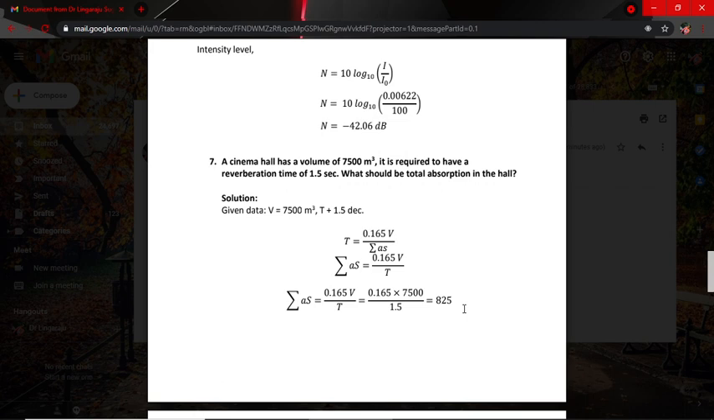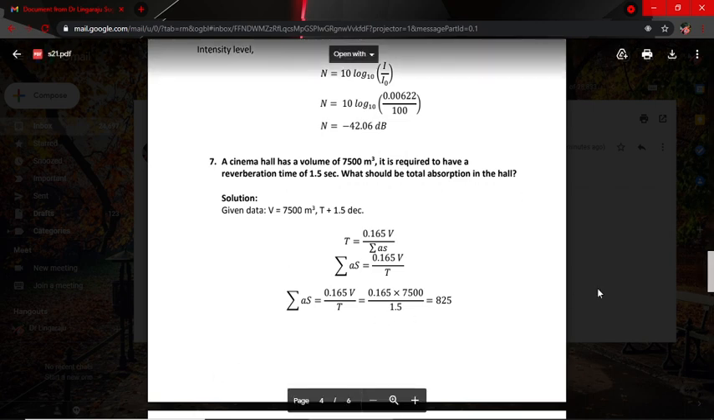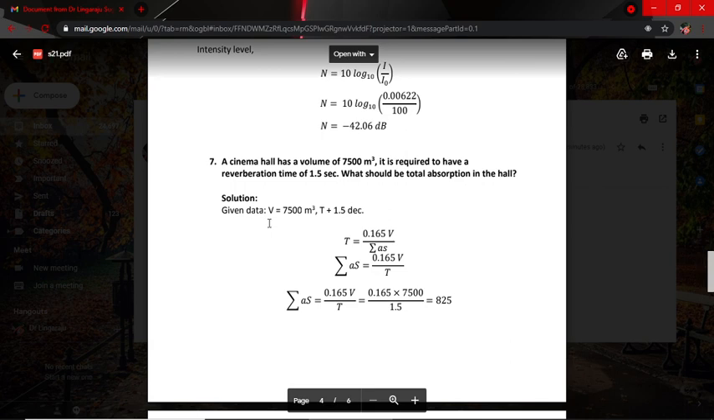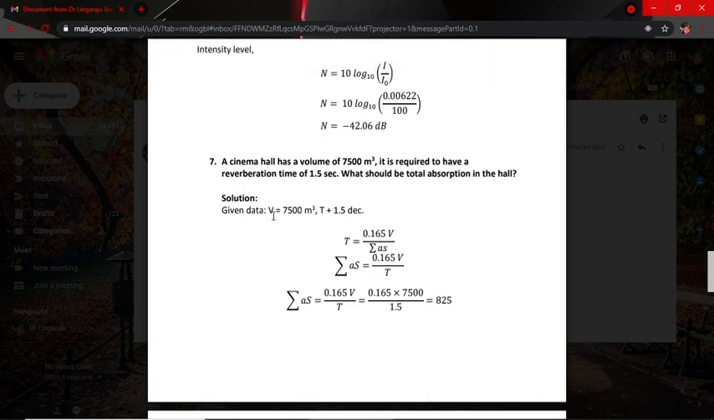See, the cinema hall has a volume of 7,500 meter cube. It is required to have a reverberation time of 1.5 seconds. What should be the total absorption in the hall? What are the given values? V, the given volume, is 7,500 meter cube, and T, the reverberation time, is 1.5 seconds.